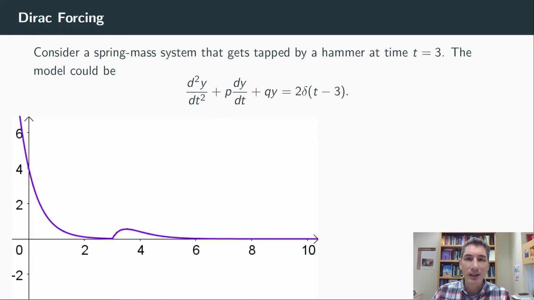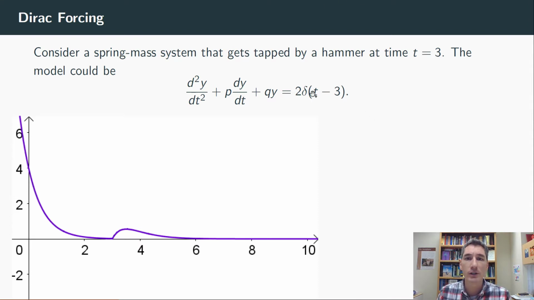So, to give you an idea of what we're looking at with Dirac forcing or impulse forcing, imagine a spring mass problem that's tapped with a hammer. You've got this spring mass oscillating back and forth, and then after 3 seconds, it gets tapped with a hammer, which is going to instantaneously change its velocity. You could see that in the solution as, maybe initial position is 4, it's going down to 0 because it's overdamped, and then at 3 seconds it's tapped with a hammer, so the velocity is instantaneously changed, and it starts going back up again, and then coming back down to 0, right?